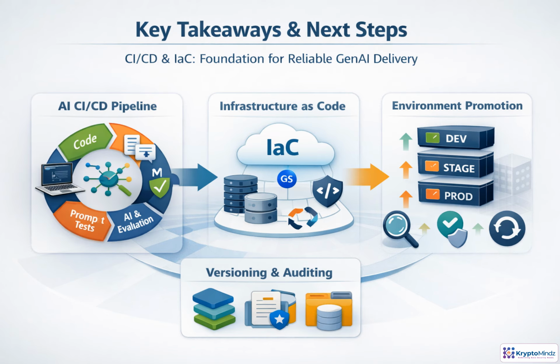Reliable GenAI delivery depends on automation you can trust. CI/CD adds prompt tests, evaluation gates, RAG checks, safety controls, and cost guardrails. Infrastructure as code and GitOps keep environments reproducible and auditable. Promotion from dev to production requires isolation, policies, observability, and rollback plans. Next, we'll focus on versioning models, prompts, data, and RAG indexes.